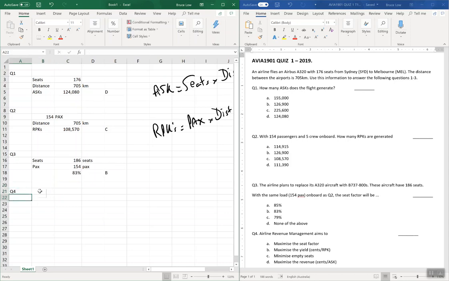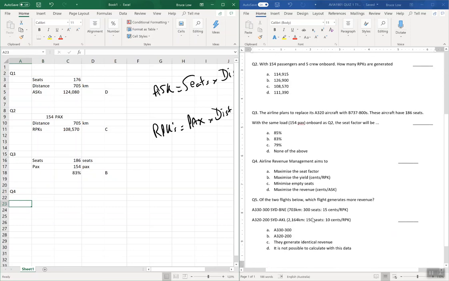Okay, so question 4 says, airline revenue management aims to do what? And we know that revenue management is about maximising our revenue. So the answer to that one is D for question 4.